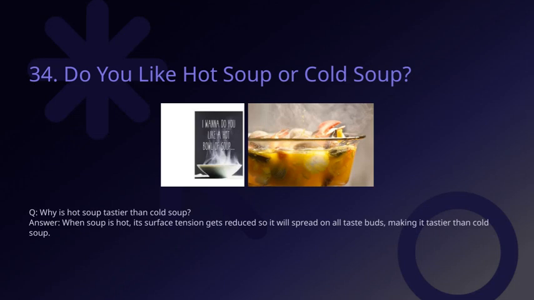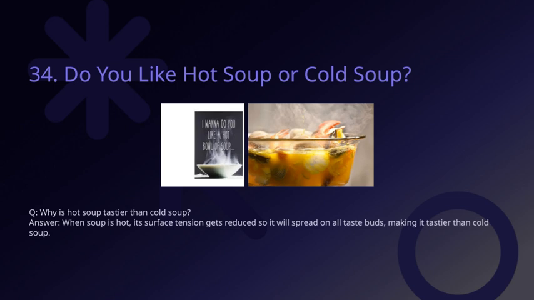So, why is hot soup tastier than cold soup? Well, it all comes down to surface tension. When the soup is hot, its surface tension decreases, which means it spreads more easily across your taste buds. This wider coverage allows your taste receptors to come into contact with more of the flavors at once. As a result, you perceive the soup as more flavorful and more enjoyable. Essentially, the heat helps the soup activate more of your taste buds simultaneously, enhancing your overall eating experience.